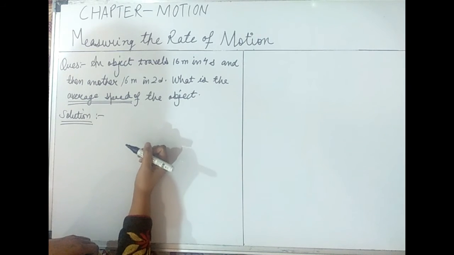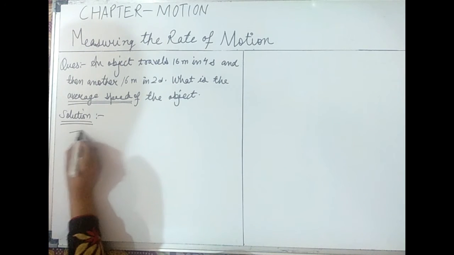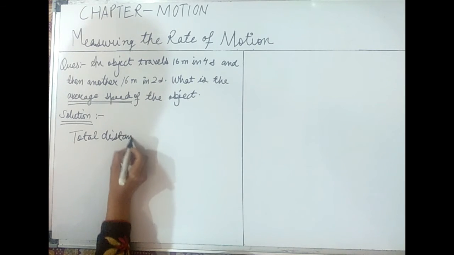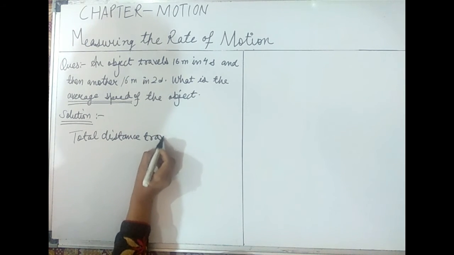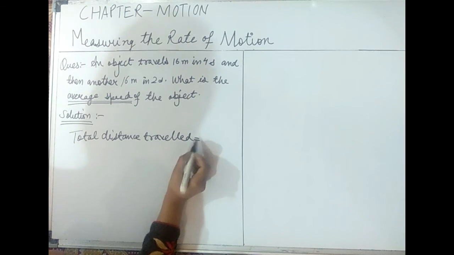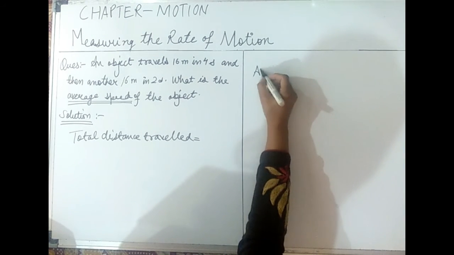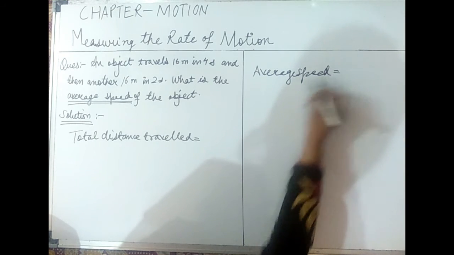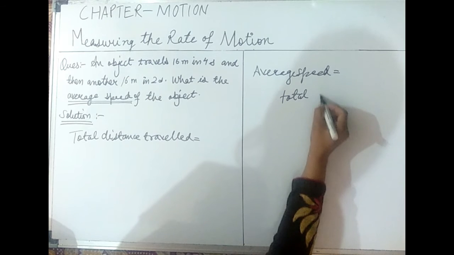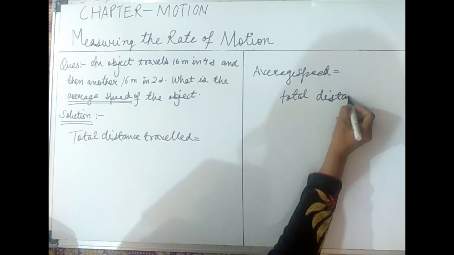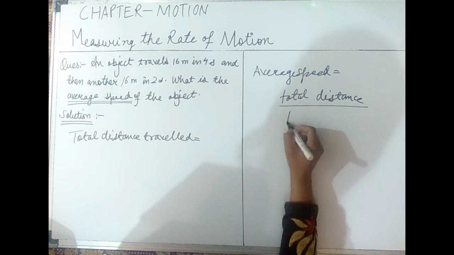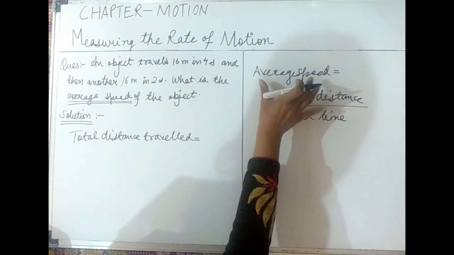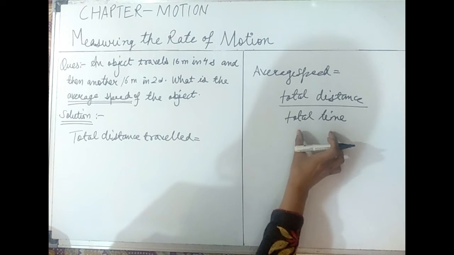First, let's write down the given values. First, calculate the total distance traveled by the object. Why are we calculating total distance traveled? Because the formula for average speed is total distance upon total time taken. So what do we need to calculate average speed? We need total distance and total time.